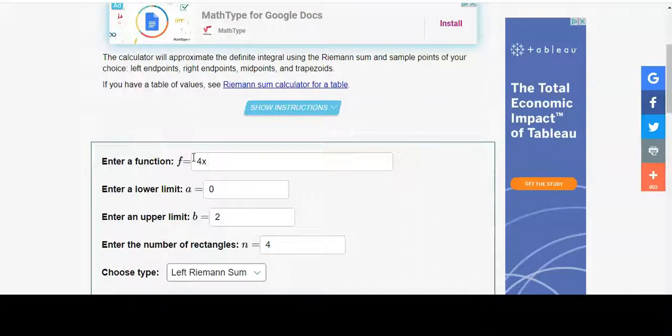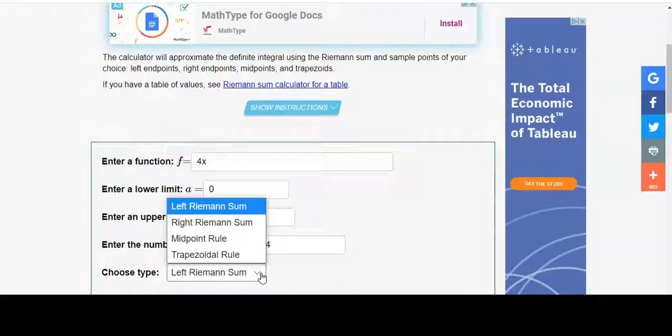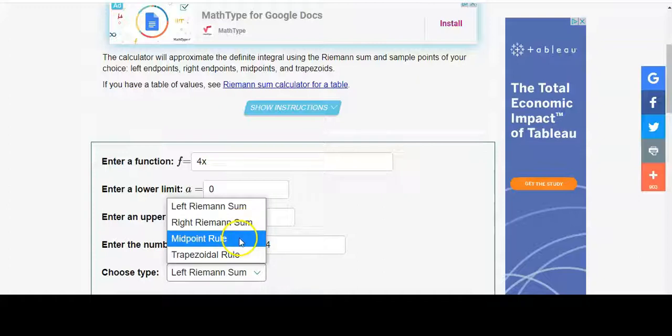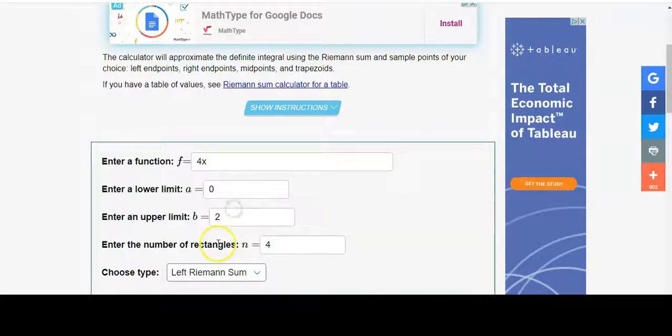It was 4x. My lower limit was 0 and my upper limit was 2 because I was going between 0 and 2. It sounds like it should be a left limit to a right limit, but they say lower because 0 is lower than 2. I want the number of rectangles, which was 4, and then it told me to use left rectangles, or the left endpoints. You could do the right endpoints, a midpoint, or a trapezoidal. We're just going to stick with left.